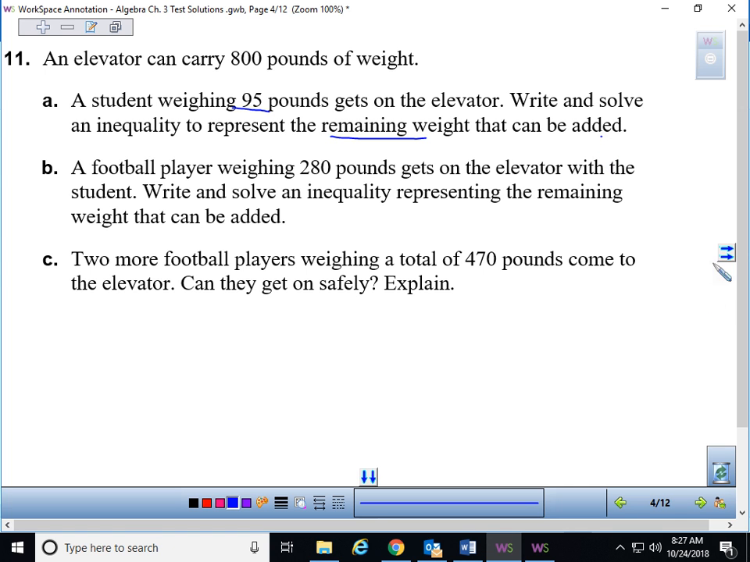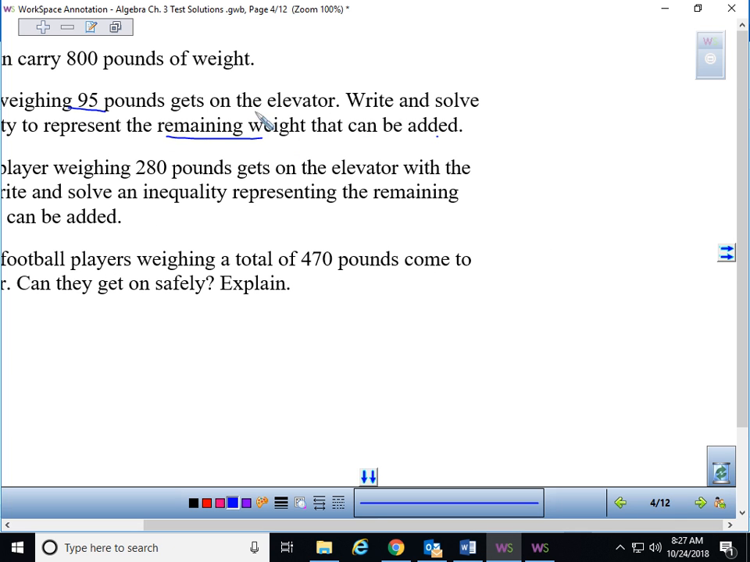Okay, well, the remaining weight. I don't know what that is. Remaining weight is going to represent my variable. You have to have a variable in this. This is not a statement where you're saying one number is strictly less than or less than or equal to, whatever inequality symbol you think, some other number. It has to have a variable. There's still more weight we could be adding. We just don't know what it's going to be yet.